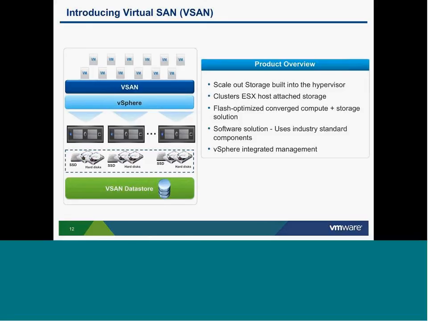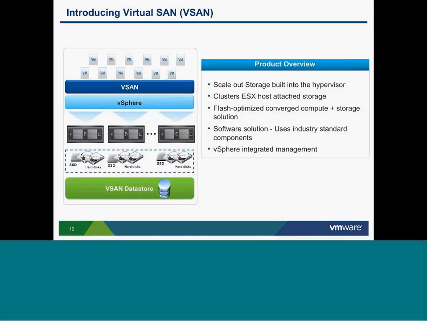So what is vSAN? vSAN, or Virtual SAN, is a storage solution that has been developed from the ground up by VMware. It is a scale-out storage solution that is built into the hypervisor. vSAN clusters multiple ESX hosts and direct attached storage within these hosts to present a data store called the vSAN data store.